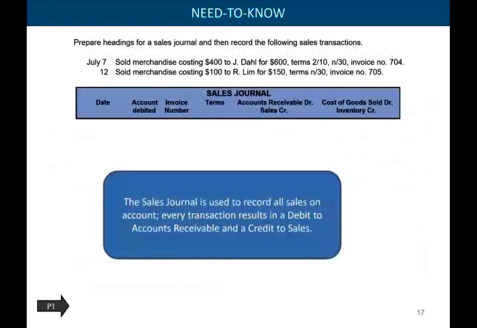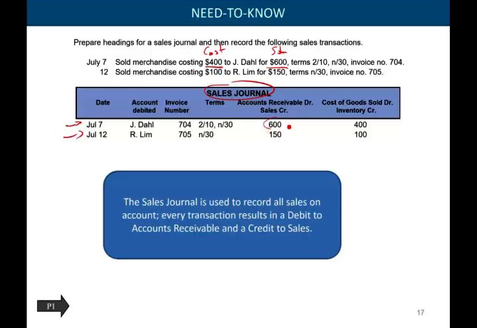Okay, let's take a look at this entry. Sold merchandise, $400 to J. Dale for $600. So the cost is $400. We sold it at $600. Terms 2/10, n/30, invoice 704, sold merchandise to R. Lim. Basically both go in the sales journal because we're selling on credit. July 7th, July 12th: debit accounts receivable, credit sales, debit cost of goods sold, credit inventory.